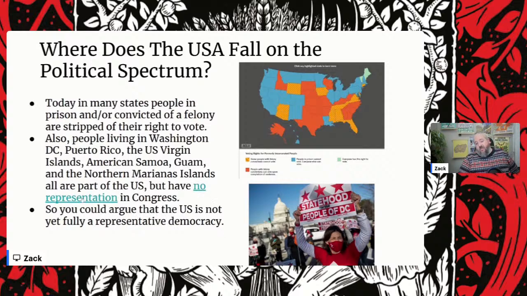This link here, no representation, goes into the struggle, I believe, for DC statehood, if I'm not mistaken. But it talks about these different struggles because, especially places like Puerto Rico, many people, I think it's somewhere around half of the people, would like it to become its own state and have representation.